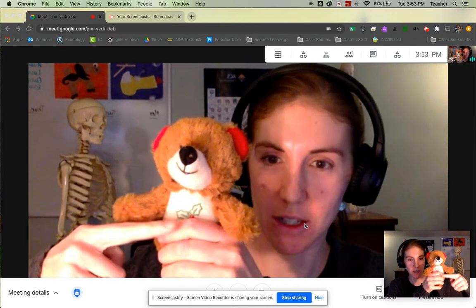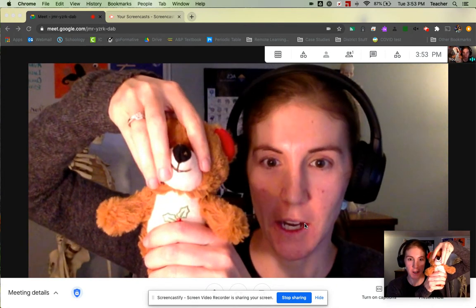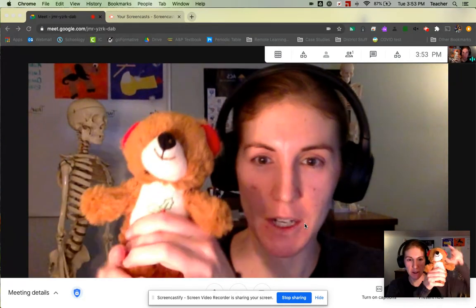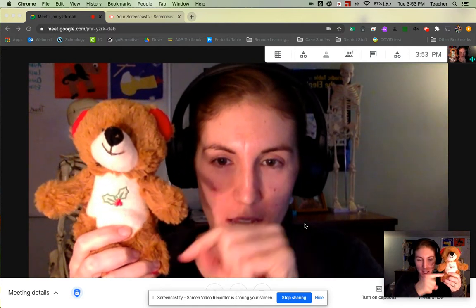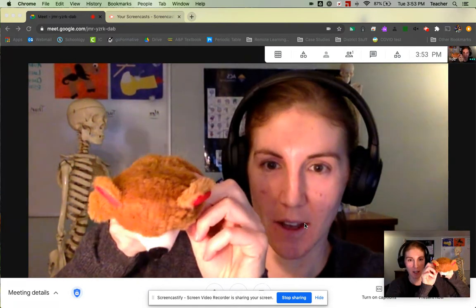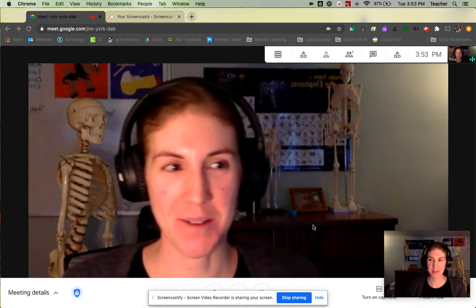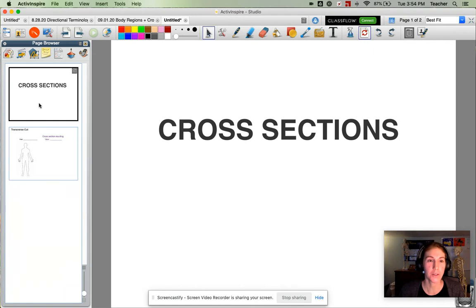So if we were trying to look up at the superior part of my bear, we would have to turn it this way. And then if I wanted to be looking down at the bottom half of the bear with its cut right here, we would have to turn it this direction. So that's like the essence of what's behind number 3. So I'm going to do this with you.